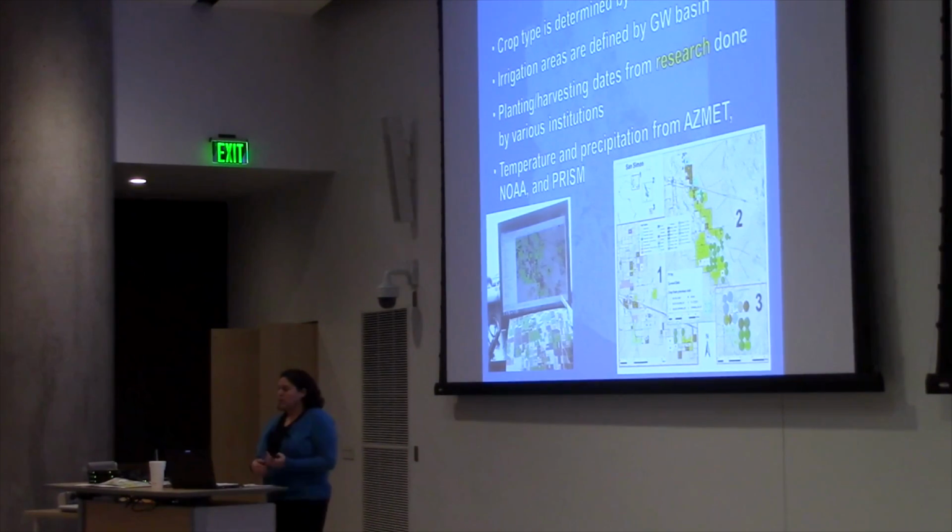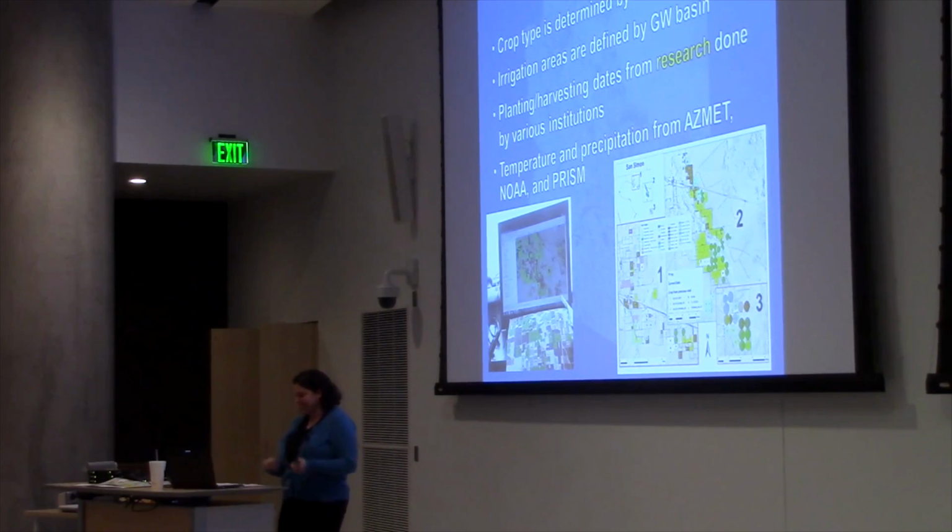So we go by groundwater basin, which is why these studies are based on that. And those are defined by the ADWR, or the Arizona Department of Water Resources. While we're out in the field, we also check the planting and harvesting dates to kind of ensure that we're still on track, and we use research from various institutions. And the temperature and precipitation come from the Arizona Meteorological Network, the National Oceanic Atmospheric Administration, and the Parametric Evolution Relationships on Independent Slopes model. I got a lot of tongue twisters in here.